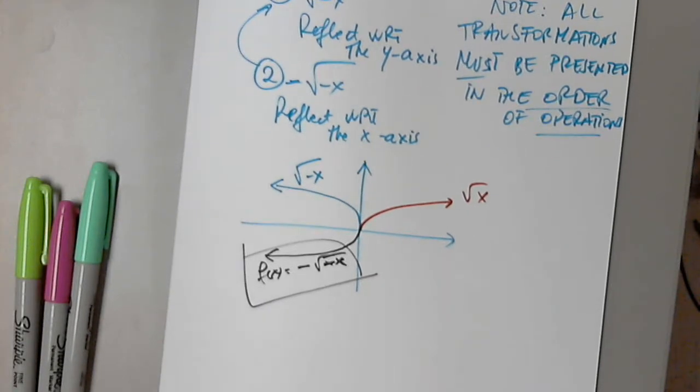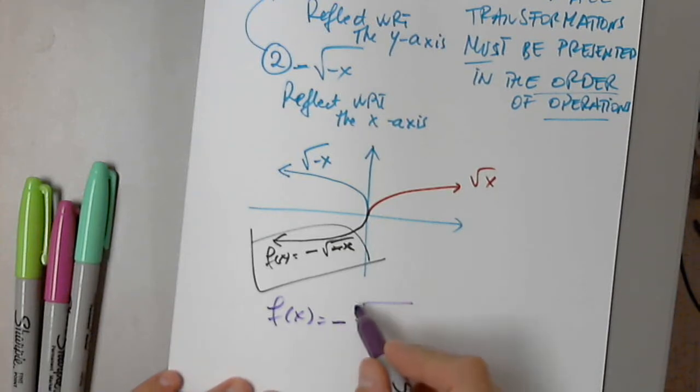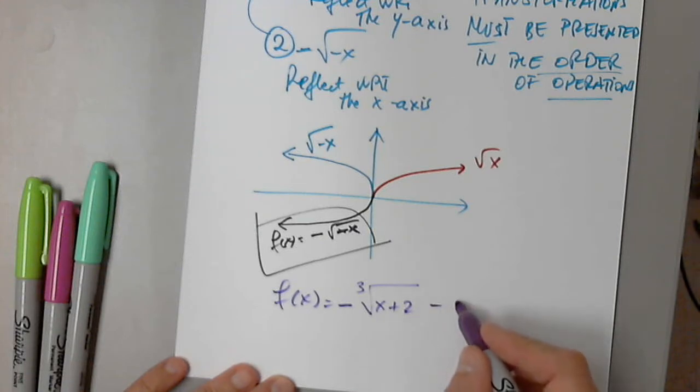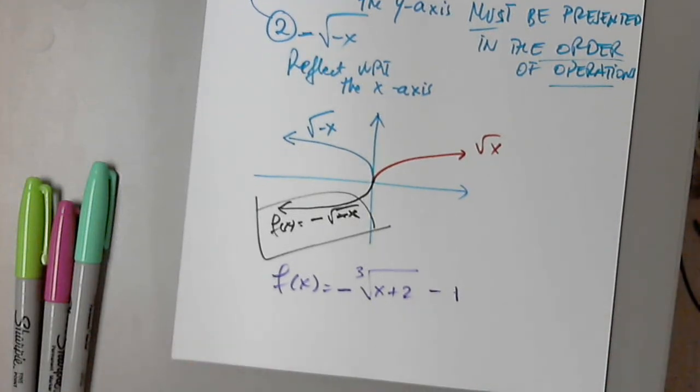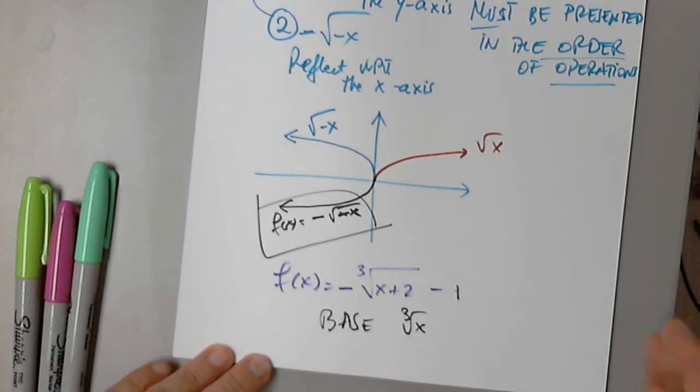Before we look at the last group of transformations, I would like to use another combo function. Let's say f of x equals negative the cube root of x plus 2, and then minus 1. You can say, but this is a mess. No, you will see why not. And we will be able to picture this quickly. Which base function did I use this time? Yes. So indeed, the base function is the cube root of x.